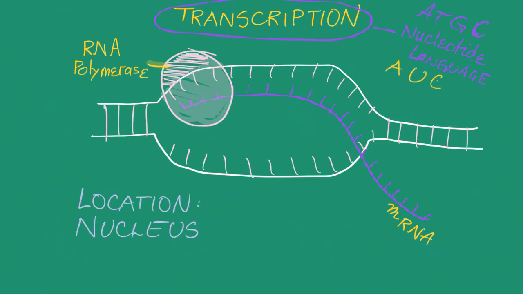And we use the word transcription because we're using the same language, which is the nucleotide language, where we use letters such as ATGC or AUGC. In the RNA, whenever an A is encountered, a U is used. RNA does not have thymine, instead it has uracil. So A goes with U and G goes with C to make the mRNA molecule.